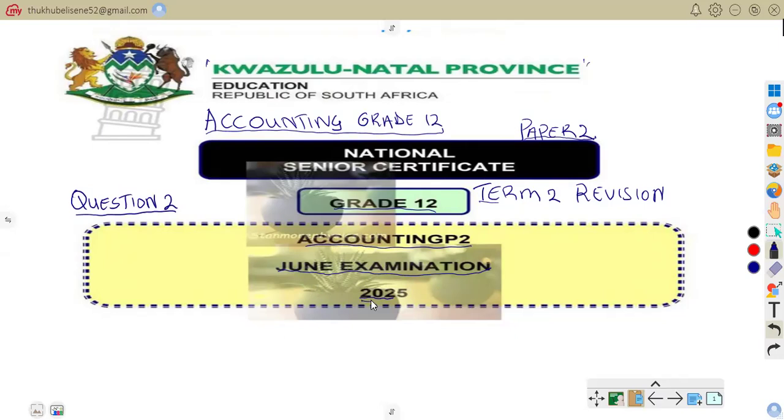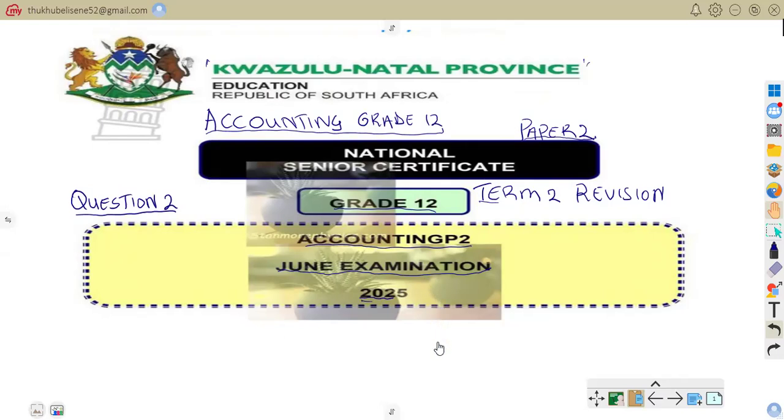With this question paper that was written in 2025, we are going to prepare ourselves so that we are fully prepared and ready to write our June exams that we are going to write very soon. Remember that we did question 1 of this question paper. So this is the continuation of the very same question paper that we did in question 1.